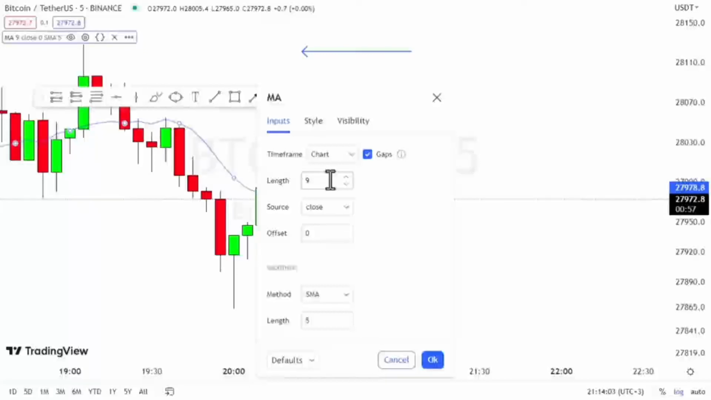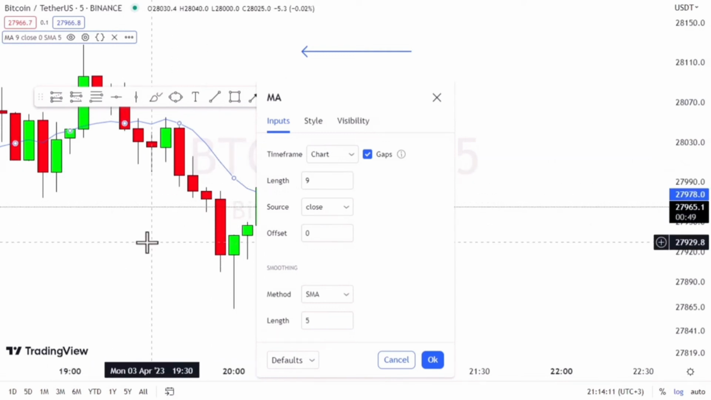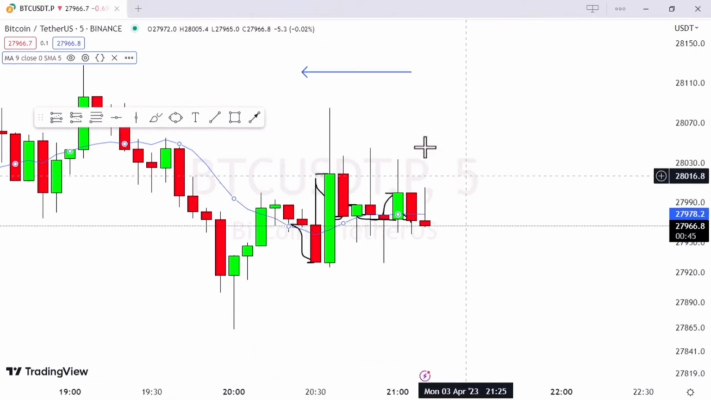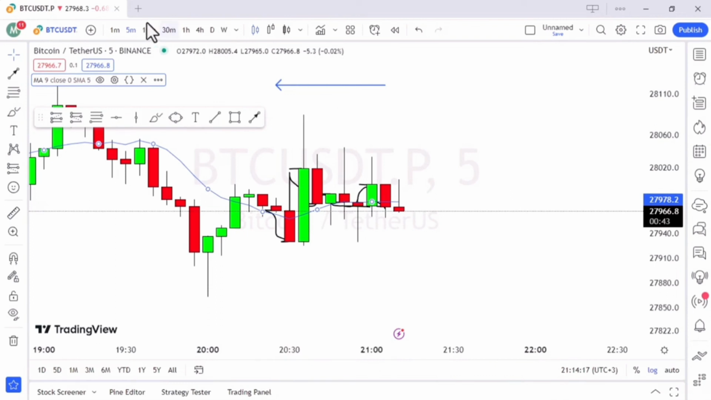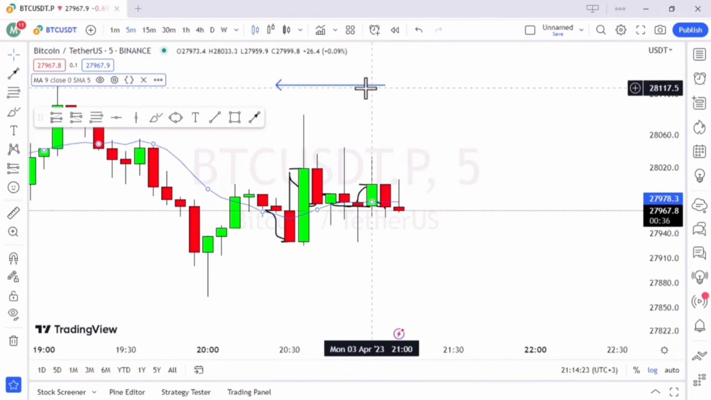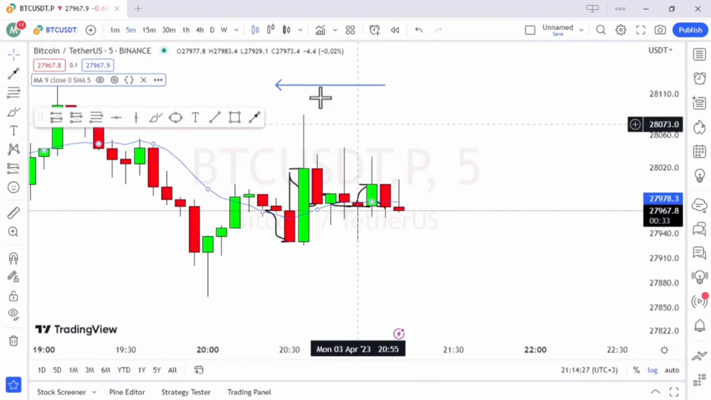But here it's a 9 period. It means the previous 9 candles. If the time frame of our chart is set on the 5 minutes chart, it means 9 times 5. So it is the amount of time that it took for this moving average to form. Let me make it easier. If the line is here, ending up here, another 20 seconds, it is going to end up here. It means 9 previous candles.